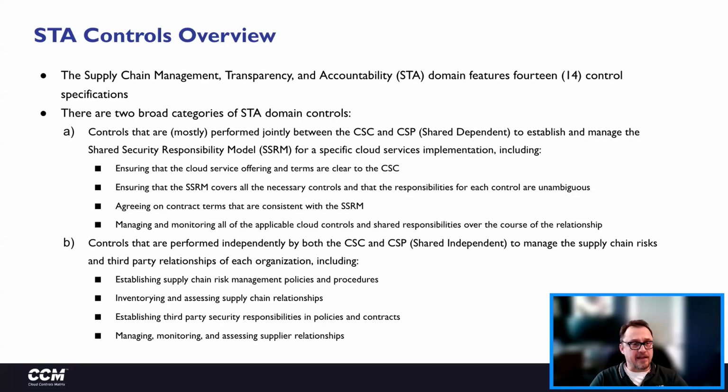Yeah, I could give an example of that. So a joint control is negotiating and agreeing on contract terms. Both sides, the provider and the customer, need to agree on that. An independent control would be like looking at your supply chain risk management policies and procedures. It's going to be different for the provider, it's going to be different for the customer. So they're distinctive and they'd have to each do those controls themselves.